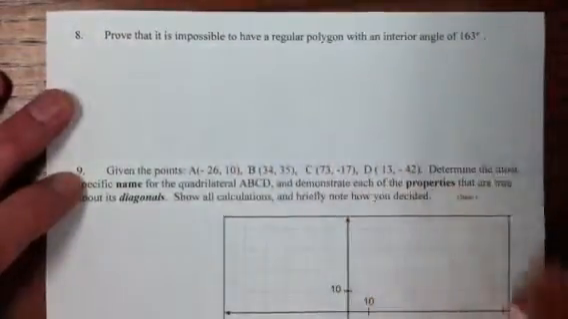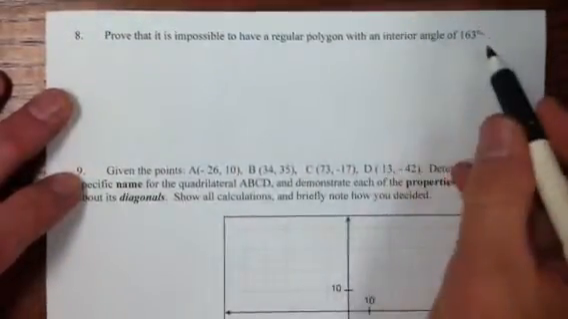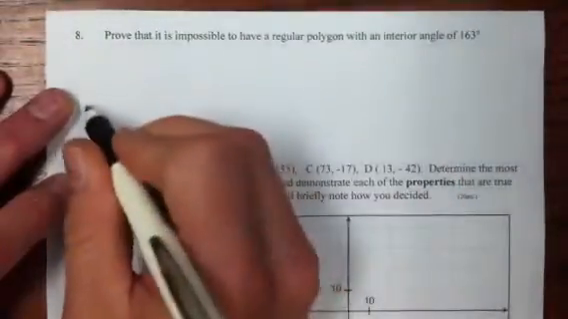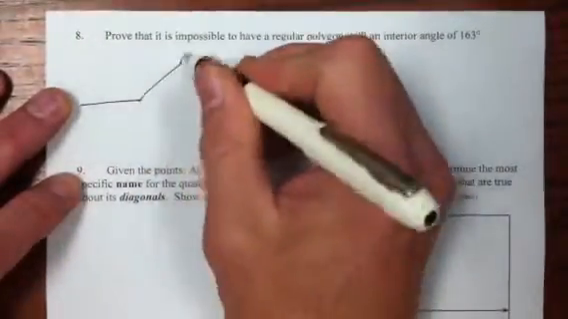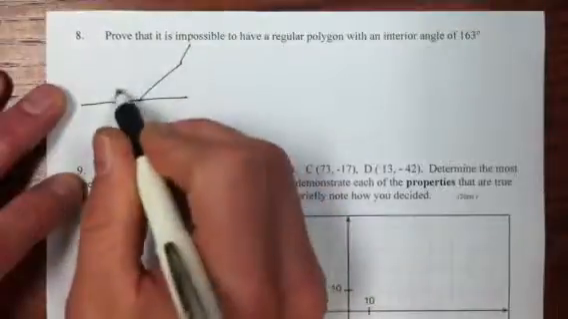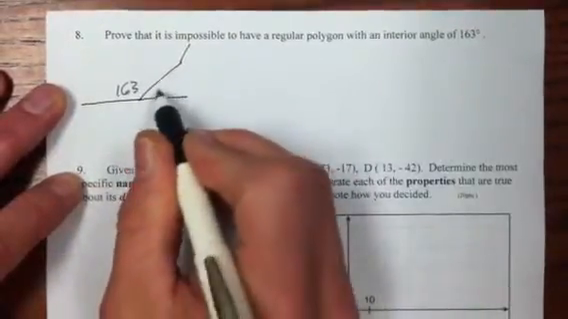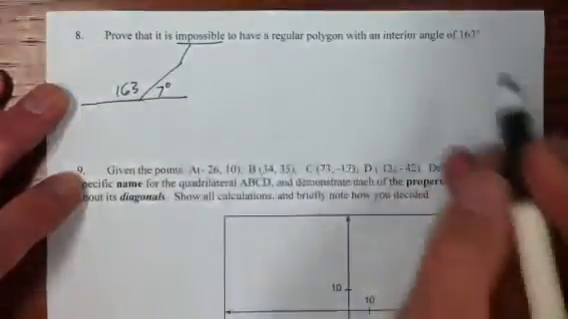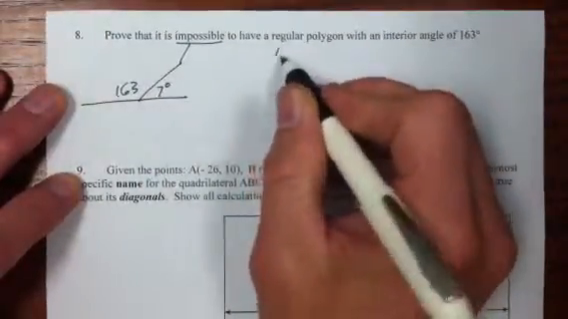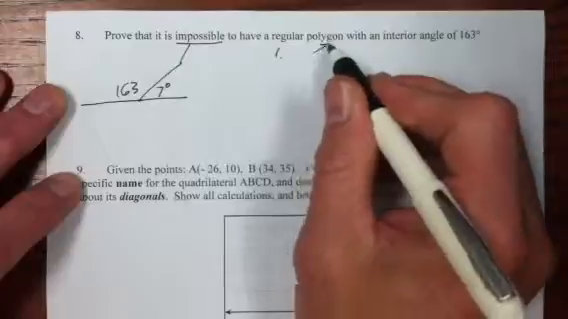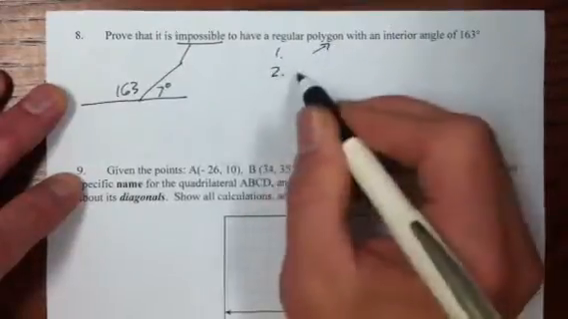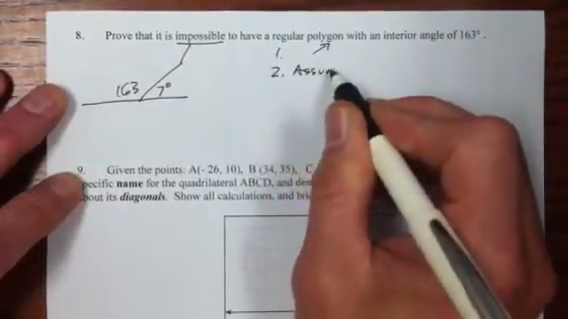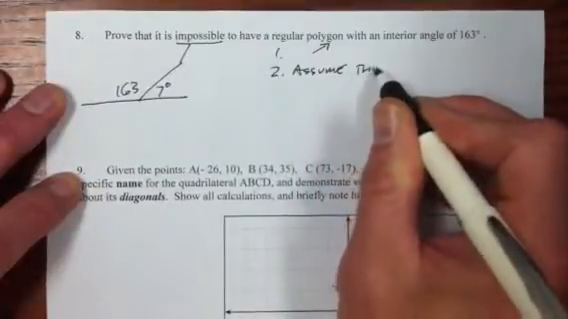Prove that it's impossible to have a regular polygon with an interior angle of 163. Well, if you've got some polygon that's going like this and it's got an interior angle of 163, that means it has an exterior angle of 7 degrees. Okay, so I'm going to prove it's impossible indirectly by saying assume there is one.